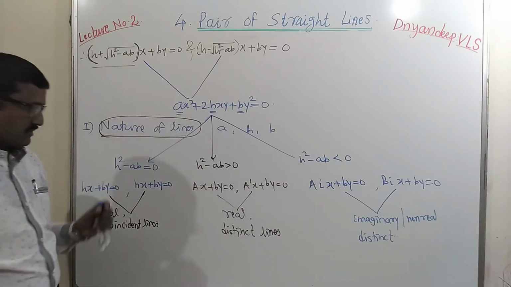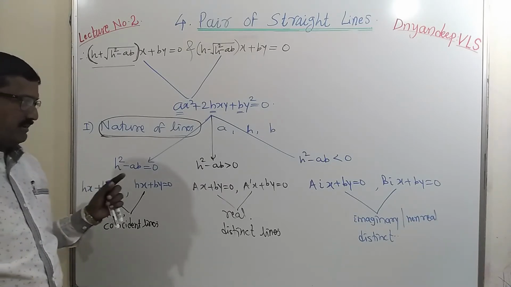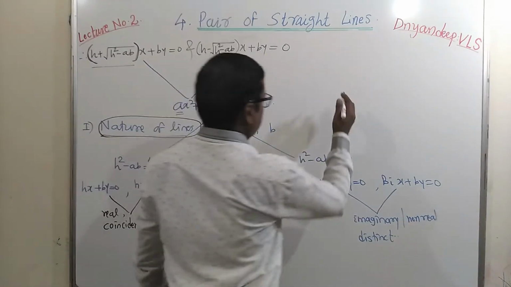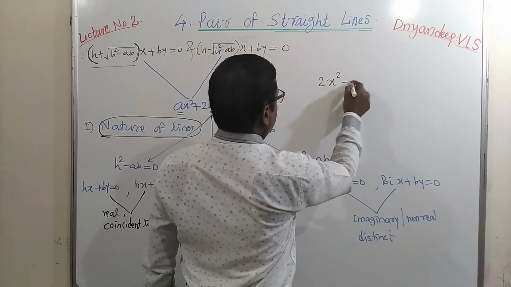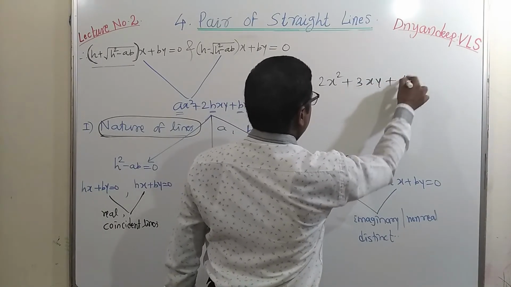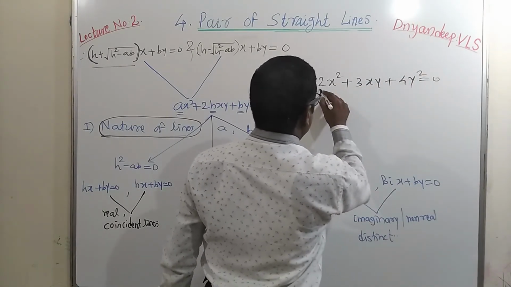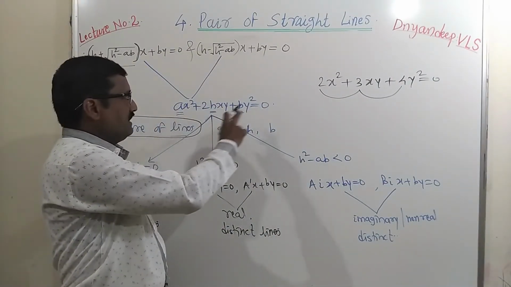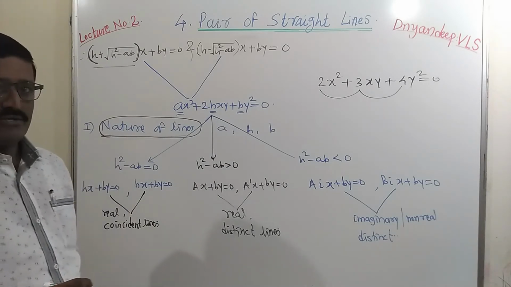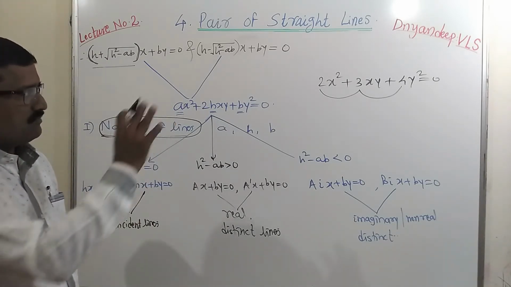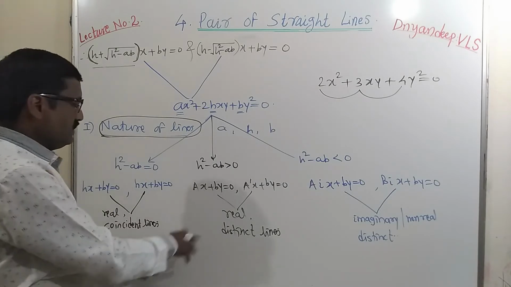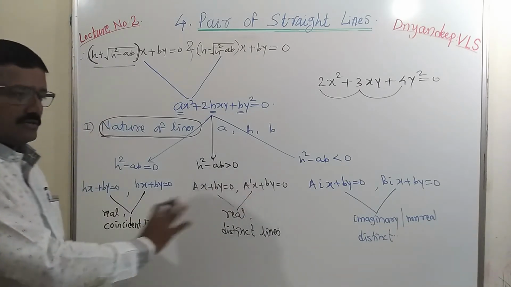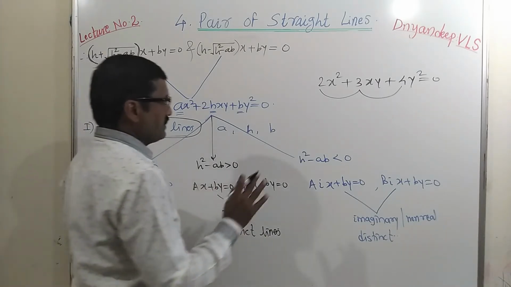A small or short question may be asked for 1 or 2 marks: find the nature of lines given by this. For example, let us take 2x square plus 3xy plus 4y square. I am taking the simple numbers 2, 3 and 4 as a, 2h and b. Let us check whether this equation represents real coincident lines, real distinct lines, or imaginary lines. These are the three options or three answers. Let us check which one is correct here.